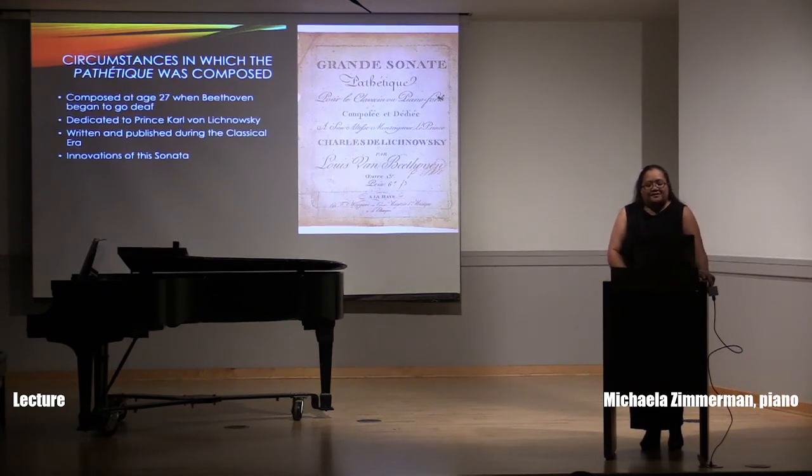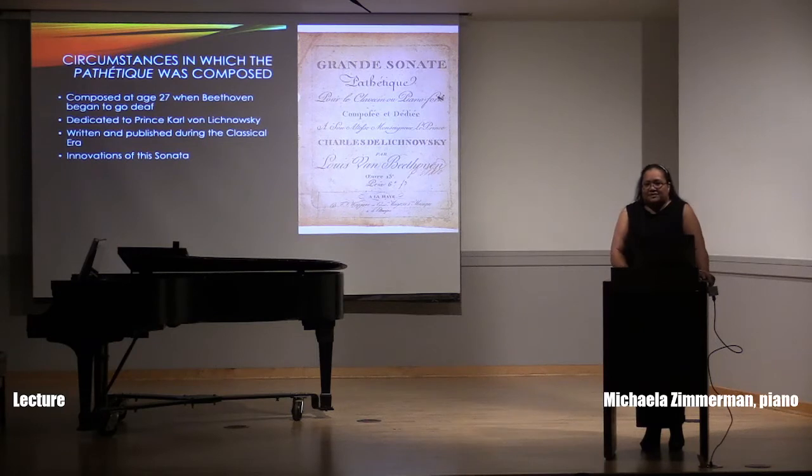Beethoven wrote the Pathetique when he began to go deaf in 1798 at the age of 27. The sonata was dedicated to his patron at the time, Prince Karl von Lichnowsky. The prince and Beethoven were good friends until Beethoven ruptured the relationship in 1806.